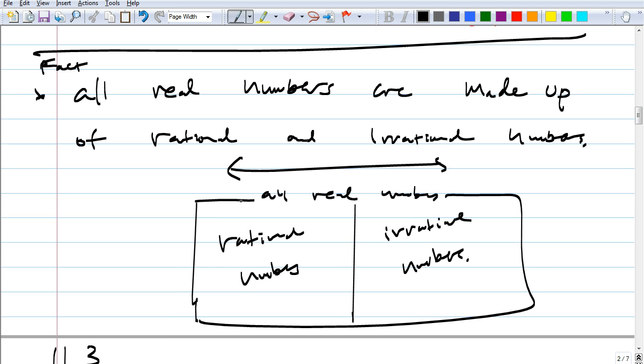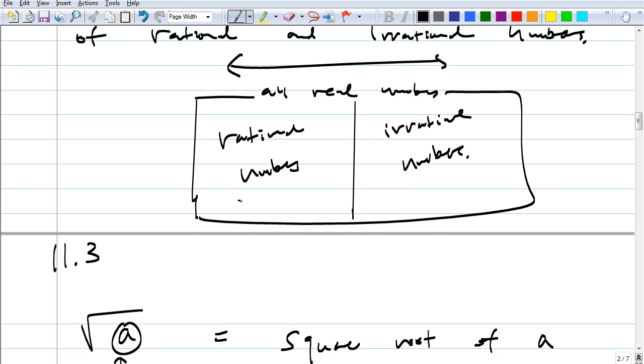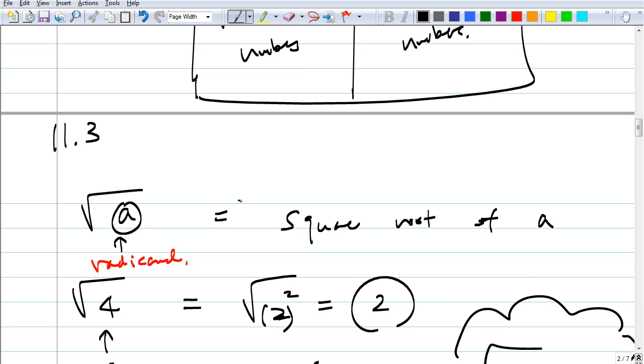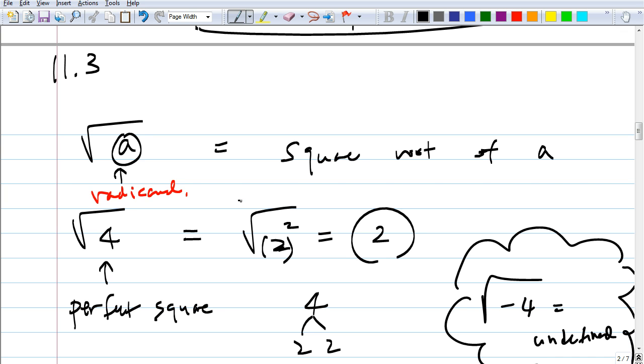Anyway, let's get into what I really want to talk about here. Again, the square root of a perfect square becomes a rational number. Like the square root of 4 becomes 2.